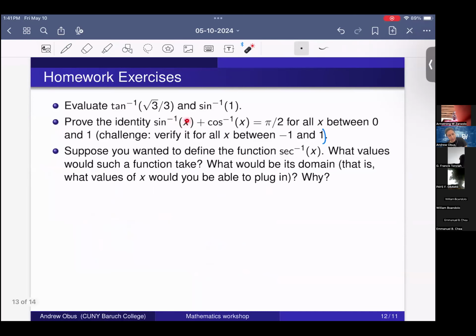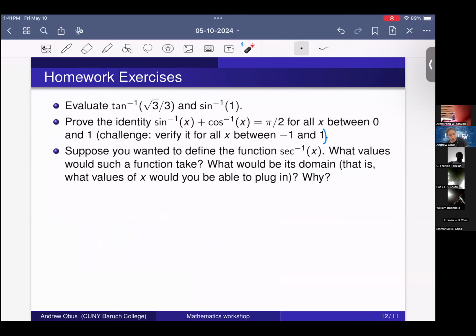Think about this with an example. If x is square root of 2 over 2, then sine inverse of x is pi over 4. Cosine inverse is also pi over 4. If x is, say, 1/2, then sine inverse of 1/2 is pi over 6, and cosine inverse of 1/2 is pi over 3. You add them together, you still get pi over 2. So can you think about why this identity always has to be true?